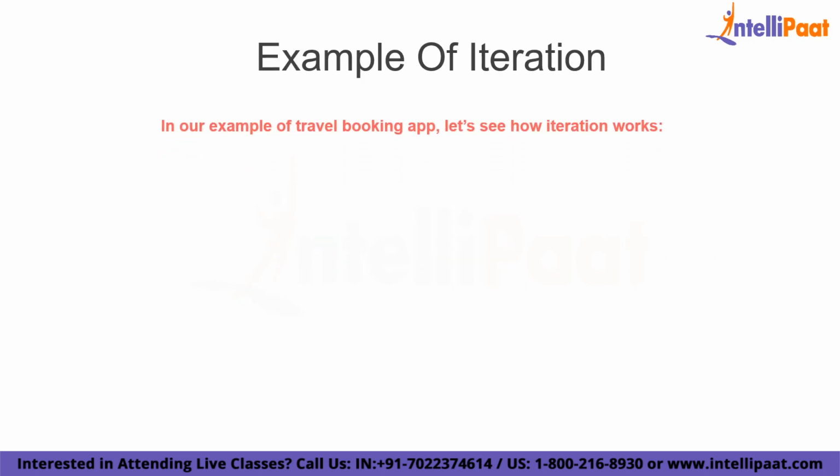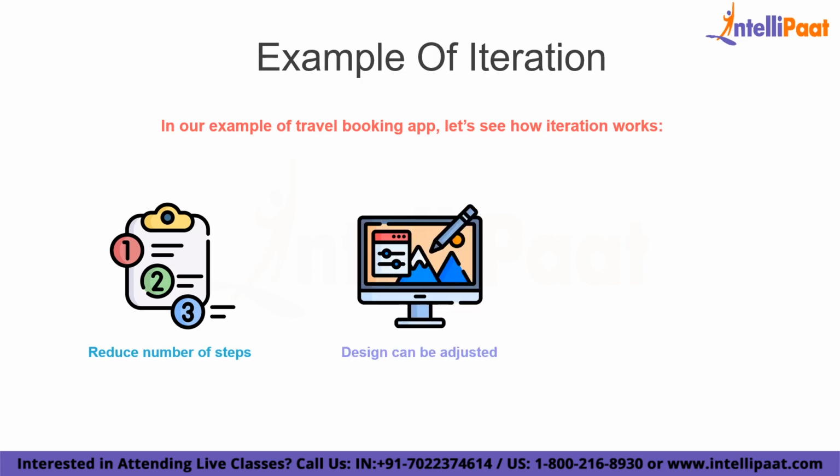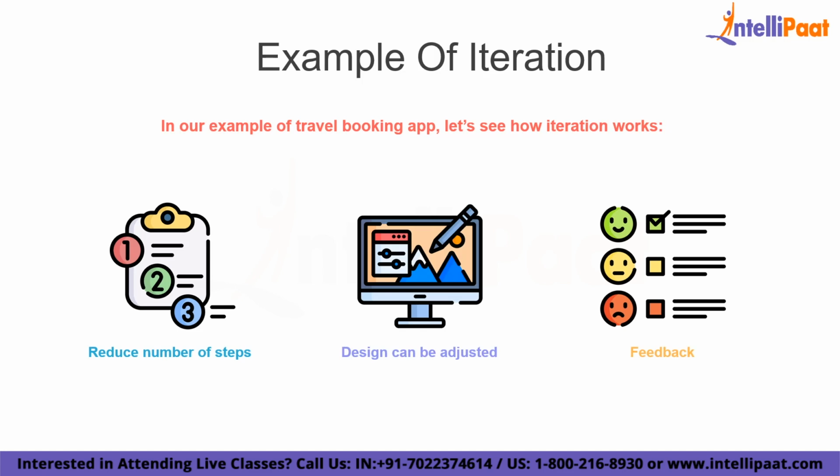Now let's see the example of iteration. Based on user interviews, simplify the search and booking process by reducing the number of steps required. From A/B testing, it's clear that users prefer an interface with a strong emphasis on price comparison, so the design can be adjusted to make this feature more prominent. User feedback indicates a need for a more robust review and rating system, so the team can work on enhancing this feature.